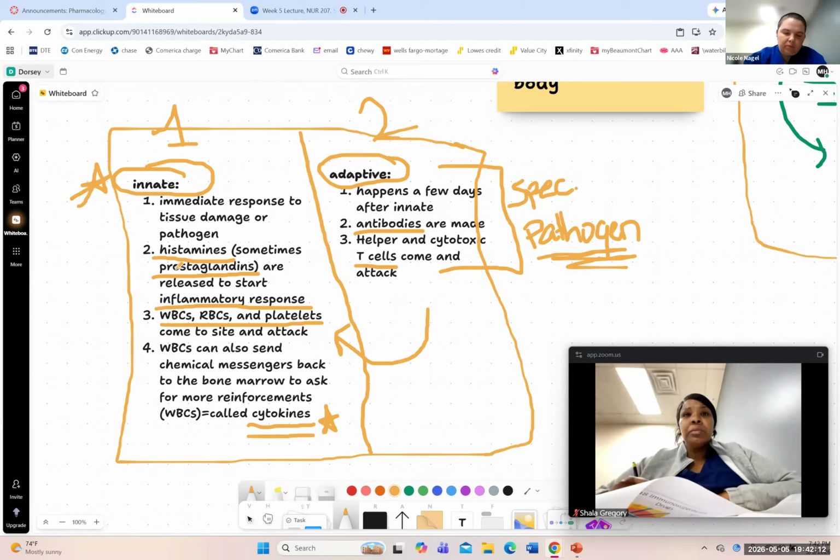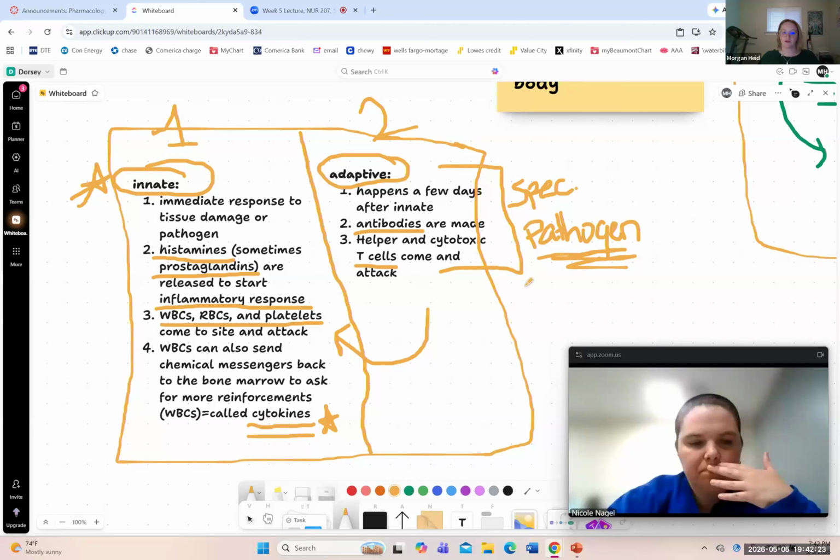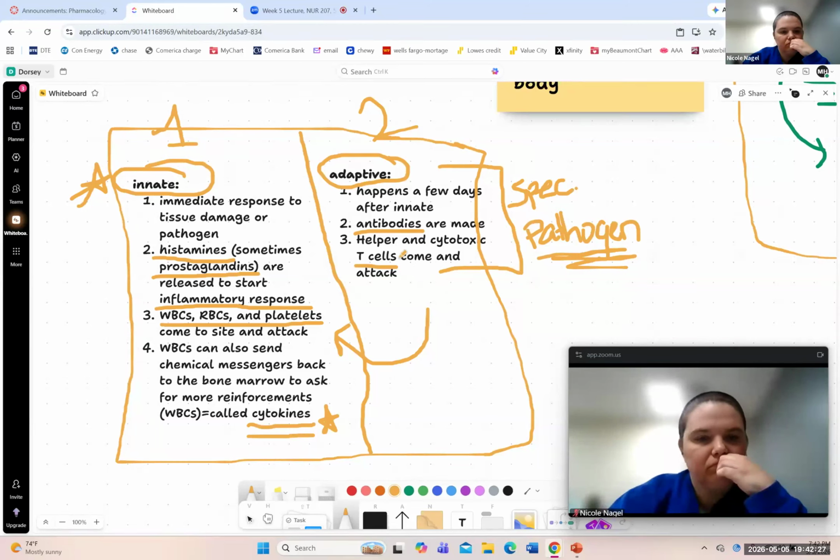Usually innate. Any questions? So for the adaptive to be initiated, the innate has to respond first for it to even come into play, right? You are correct. It will always work in this sequence, 1 and 2.